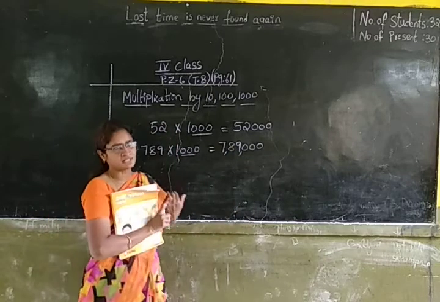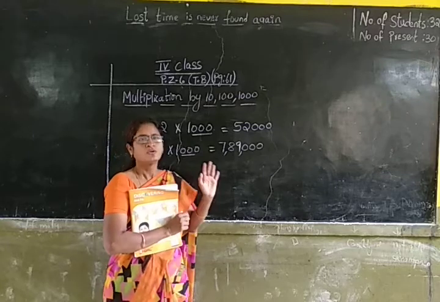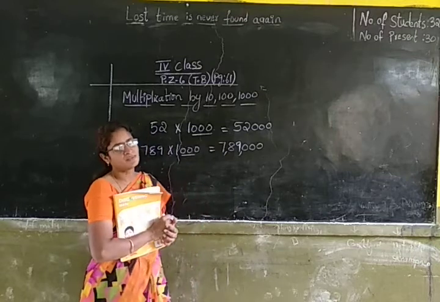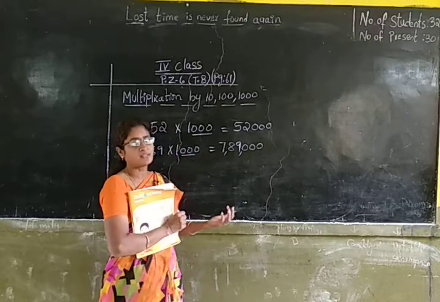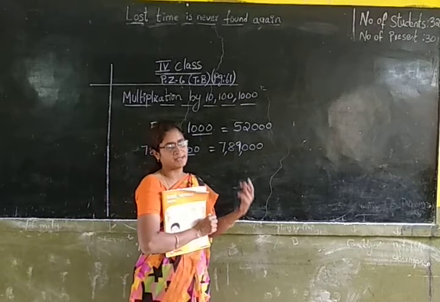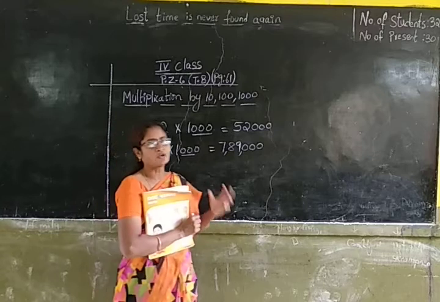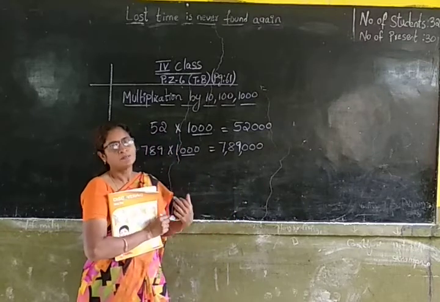When you multiply with 10, you have to place 1 zero to the right side of the multiplicand to get the product. Similarly, when you are multiplying with 100, you have to place 2 zeros to the right side of the multiplicand. Similarly, if you are multiplying by 1000, you have to place 3 zeros to the right side of the multiplicand to get the product.